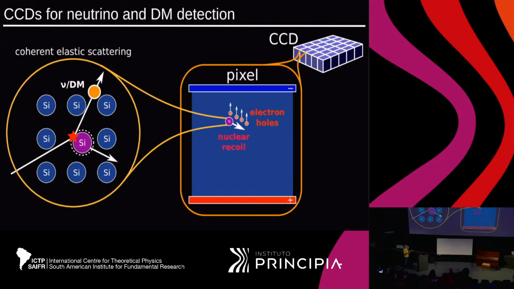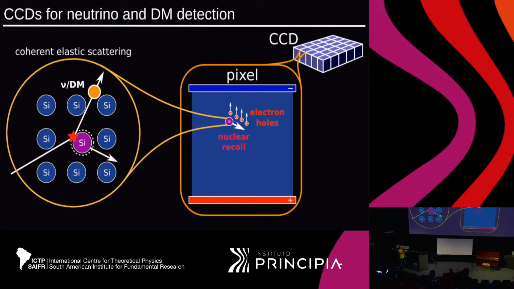And now we're going to discuss a little bit how you can use these things to look for neutrinos or WIMPs, okay? So you have the silicon lattice, this thing is a crystal, and then you have a particle that is neutral, okay, a neutrino or a WIMP. It interacts with one of the nuclei in the same way that we've been discussing so far.